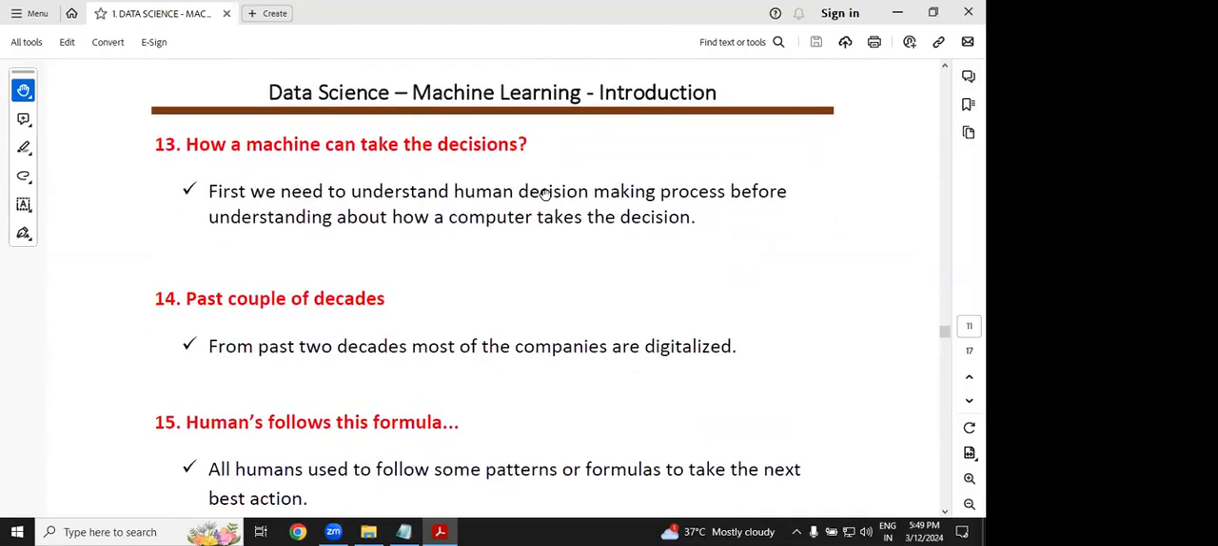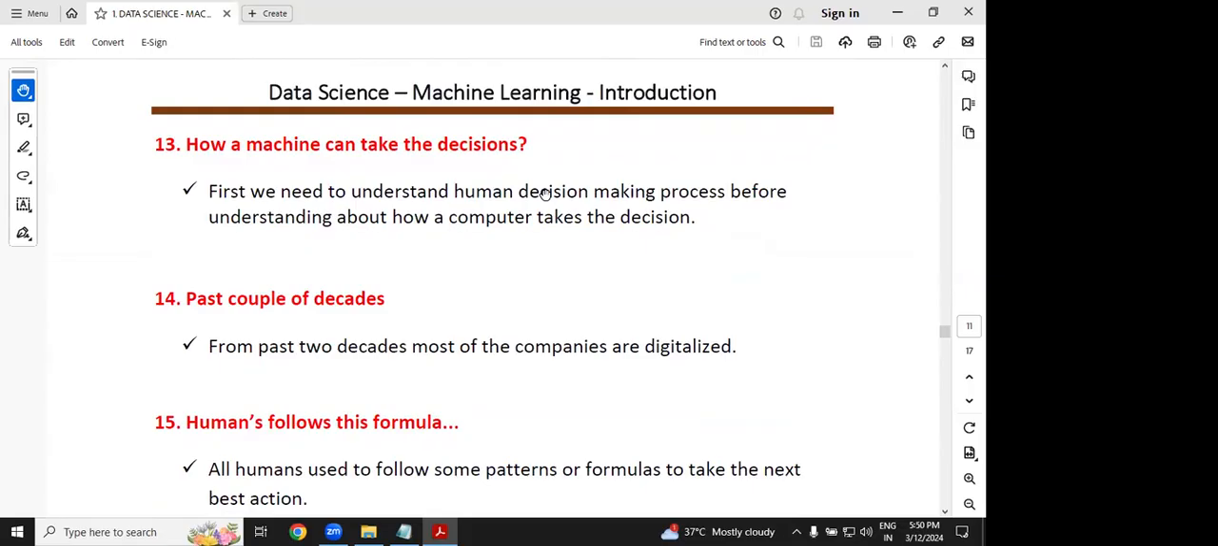How can a machine take a decision? Come on, I'm repeating again. How can a human take a decision? Tell me. By using experience. One more time: how can a human take a decision? By using what exactly? Same thing. Now let us try to understand how a machine can take a decision.